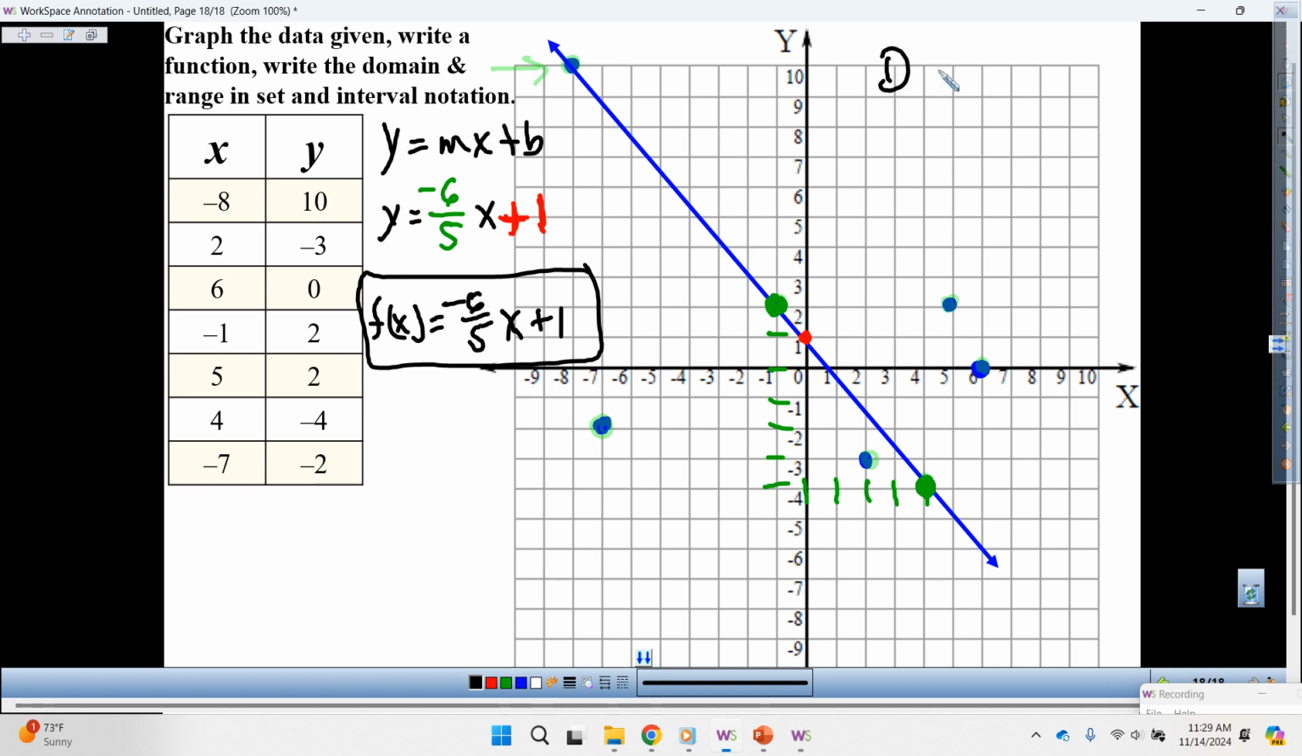So domain, range. I just need the domain in interval notation and the range in interval notation. Gabriel, pass someone. Rachel, domain in interval notation.